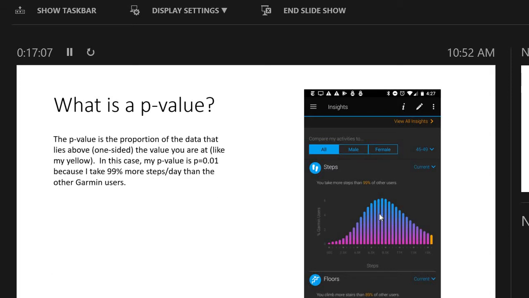A p-value is just the proportion of data that lies above the value you are at. Or below, right? If I was down here, like with the 5,000 steps per day, then I would look at the proportion of data that lies below 5,000 steps per day. And then we ask, is that p-value telling me I'm different or not? Well, you can just eyeball this and say, yeah, she's different.